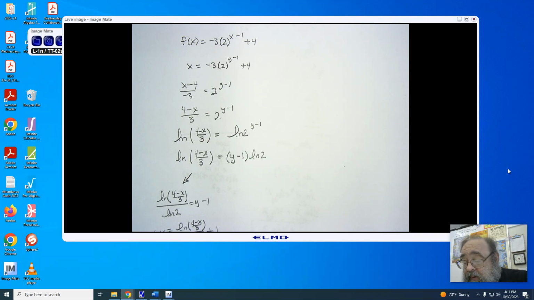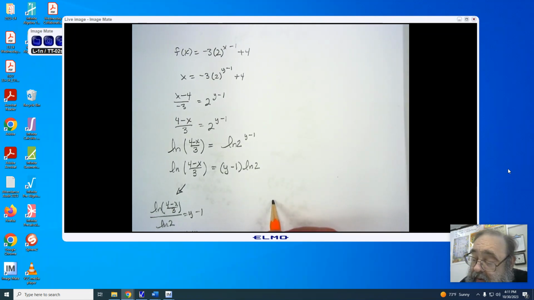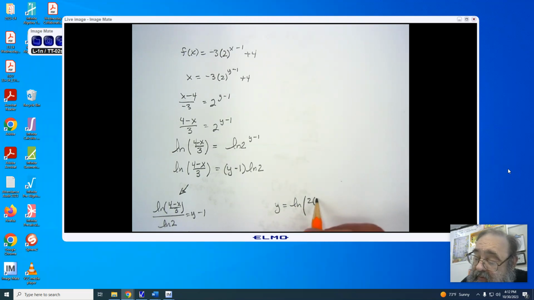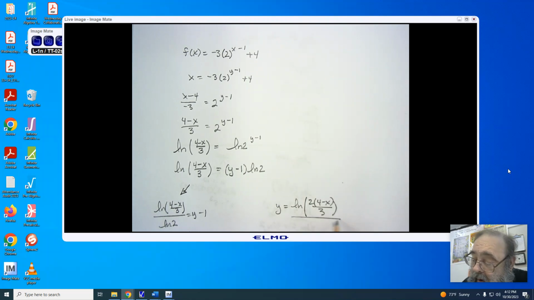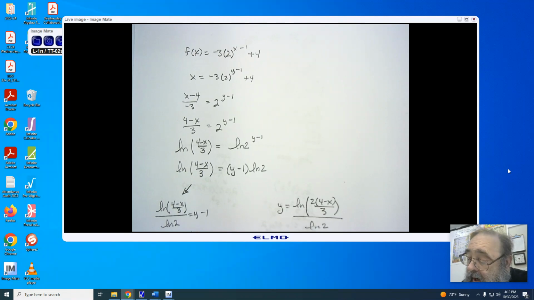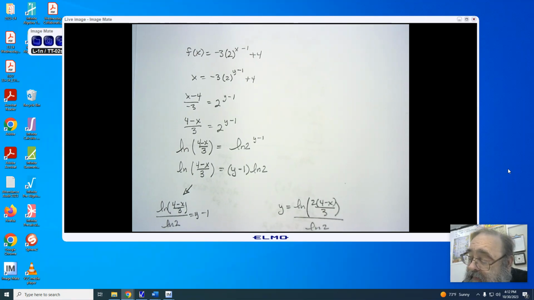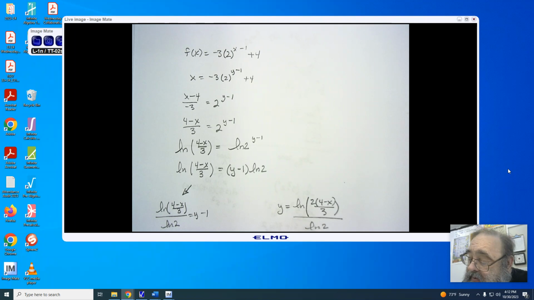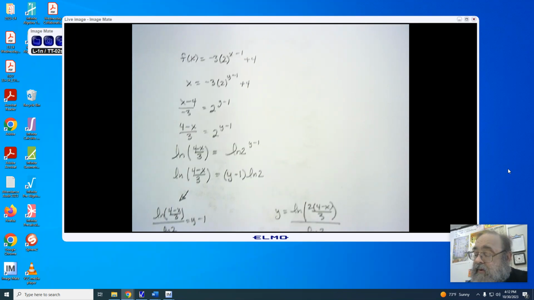According to my rules, I can bring this in since I have the natural log. I have a plus here. It can go in as a product. So I have y equals the natural log of 2 times (4 minus x) divided by 3, all over the natural log of 2. That then gives me y equals the natural log of (8 minus 2x) all over 3, divided by the natural log of 2.